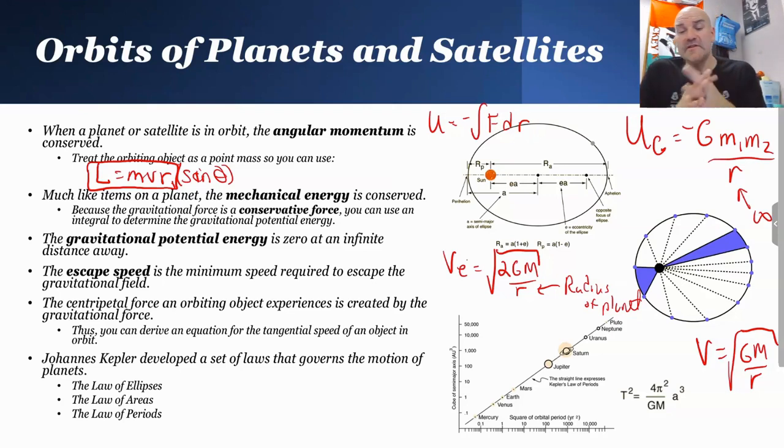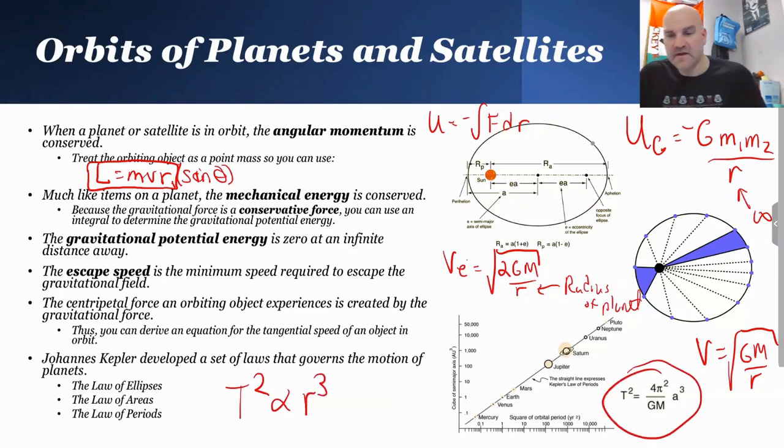And then the last one is the law of periods. What this basically says is that T squared is proportional to R cubed, where T is the period and R is the distance. This is kind of the governing relationship, where this is a constant. It's sometimes called a Newtonian constant, I think. Those are the basic things about the orbits of planets and satellites.